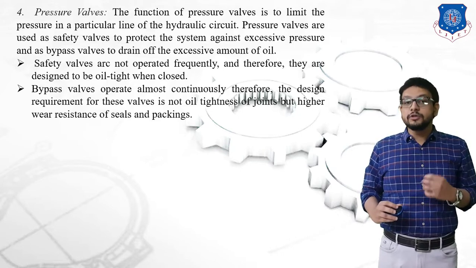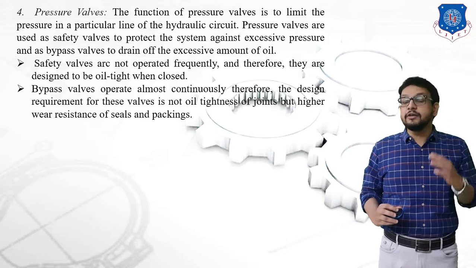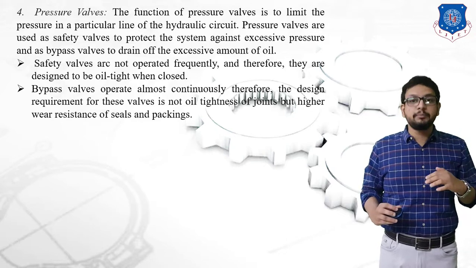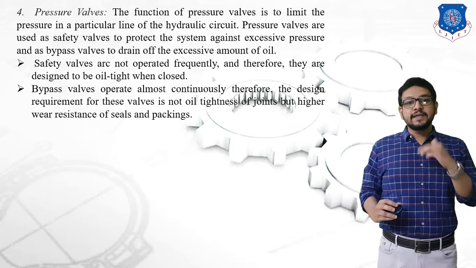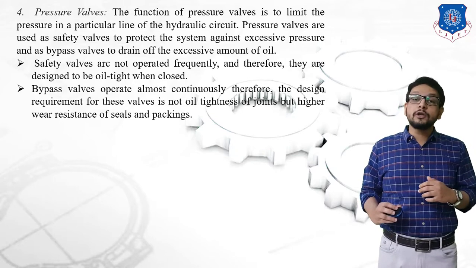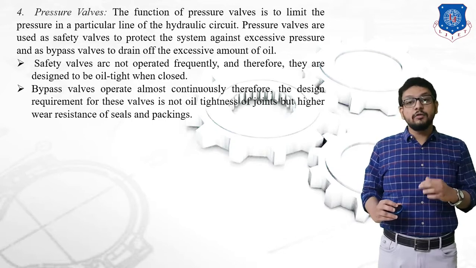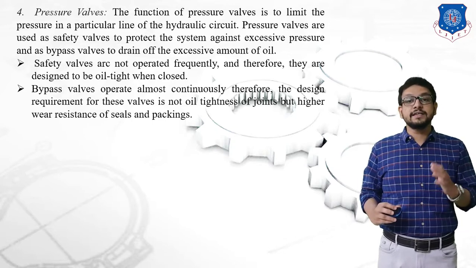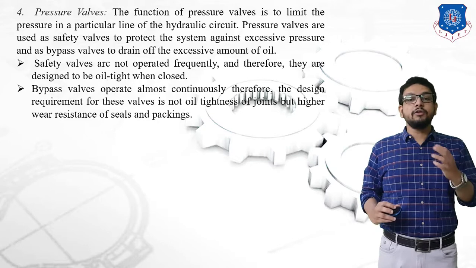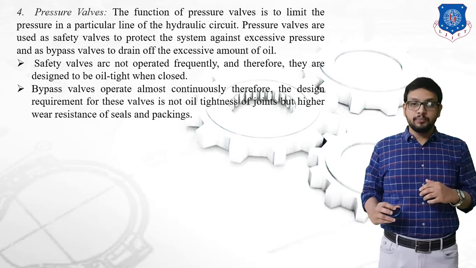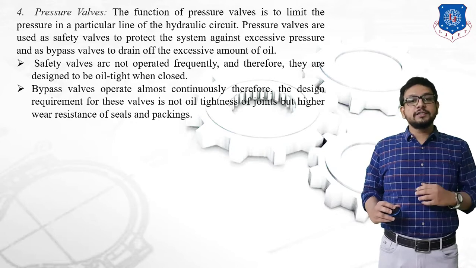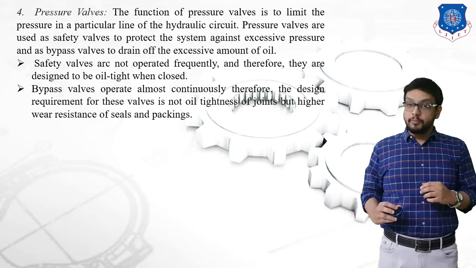That is, whenever the pressure inside a line increases beyond the permissible pressure limit, then it will act as a safety valve. And the second function is it is also going to act as a bypass valve. Now what is a bypass valve? Excessive oil can be drained off through this pressure valve back into the reservoir. Now we can see further that safety valves are not operated frequently.